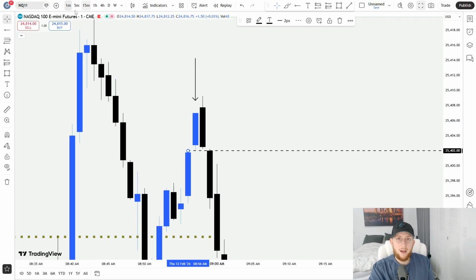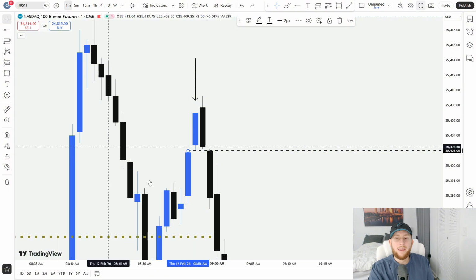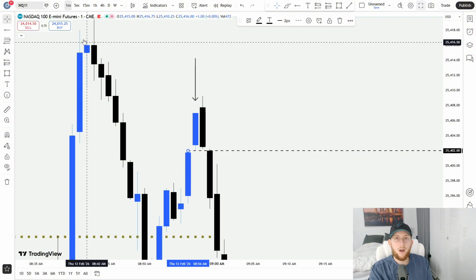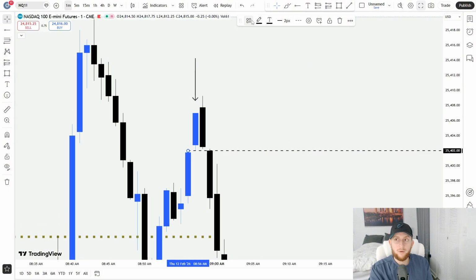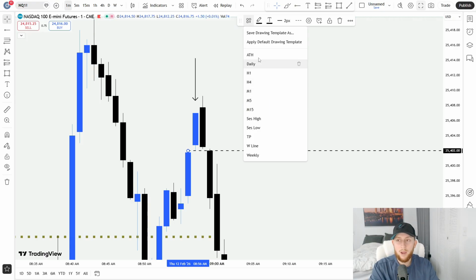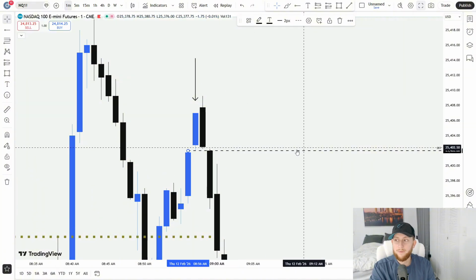Now, see how I'm on the M1 time frame right now? This is my level of supply on the M1 time frame. So this would be an M1 supply. So I'm going to go ahead and mark M1. Now this right here is a custom template I made. I will go ahead and show you guys that at the end of this video. But this is an M1 level of supply.